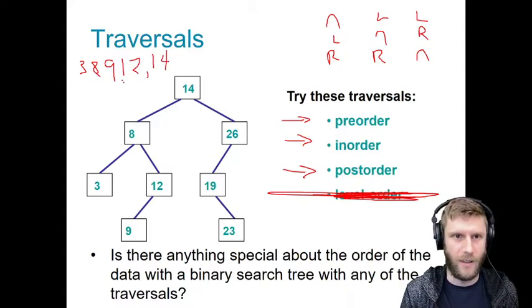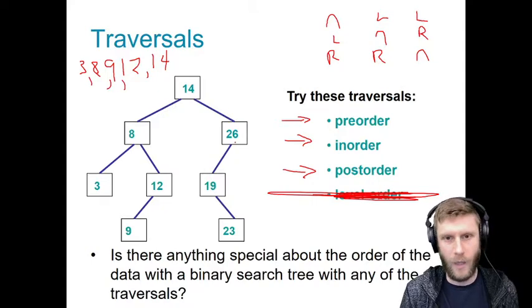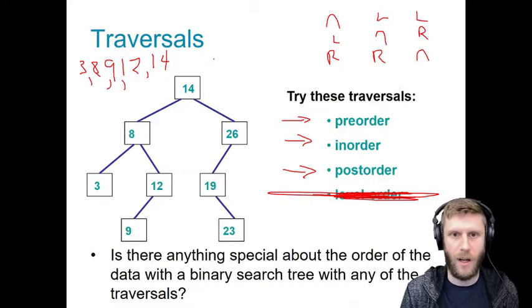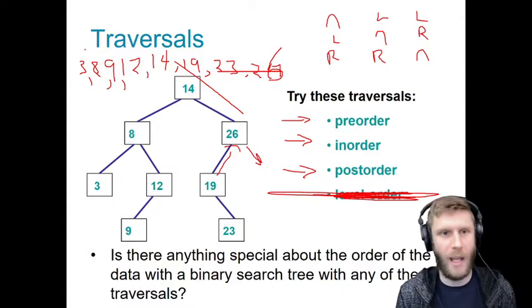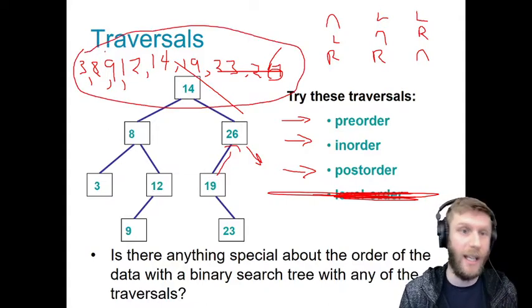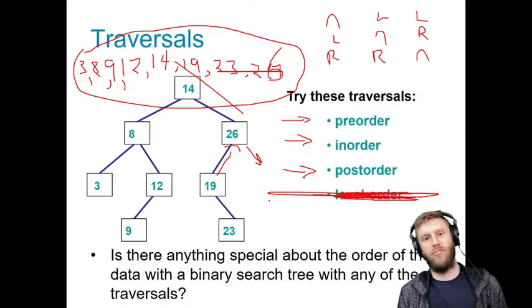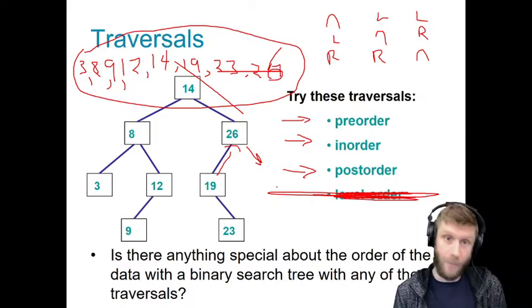I guess I should add commas or something. Then we go to the right, then go to the left, then go to the left, nothing there. Okay, print out the 19. Go to the right, we got the 23. And then that's done. And then we go here, print out the 26. Go to the right, nothing there. Return, return, we're done. In order will actually print out the numbers in order. So that's cool. If it's a binary search tree.